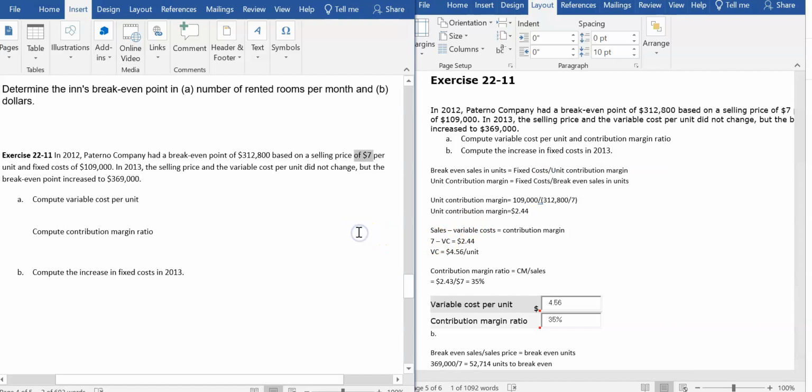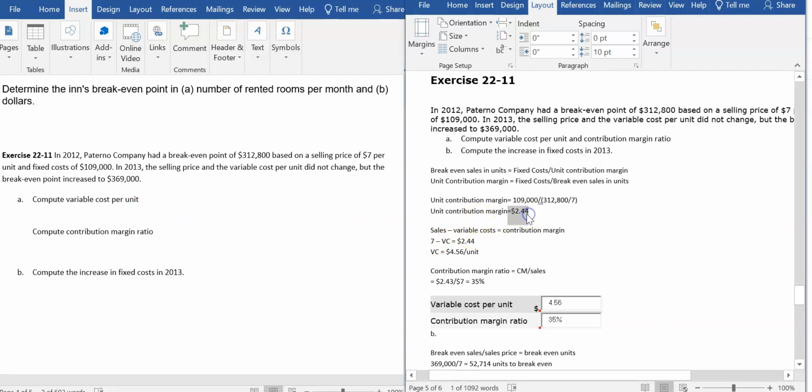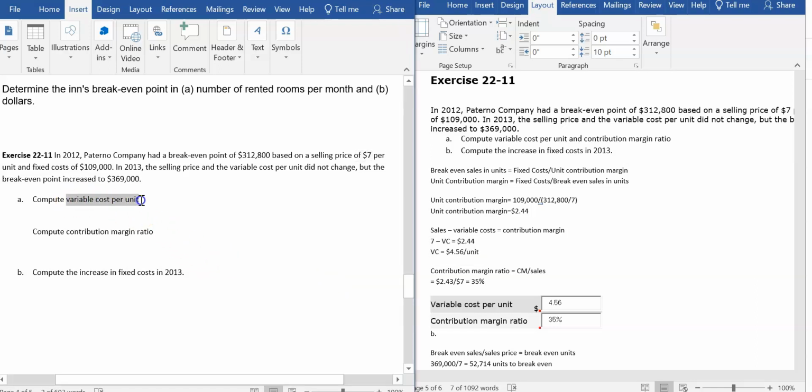If I divide my fixed cost by my break-even point in units, I get a unit contribution margin of $2.44. Okay. Now that I have my contribution margin, I'm able to figure out what my variable costs must have been. If my contribution margin is calculated by subtracting sales minus the variable cost, I know my selling price is $7 per unit. I'm not sure what my variable cost is per unit, but I know my contribution margin per unit is $2.44. I can figure out that my variable cost per unit must have been $4.56. Okay. So I now have my variable cost per unit.